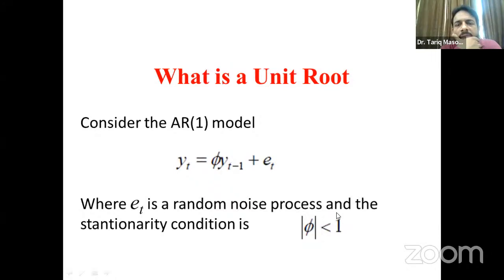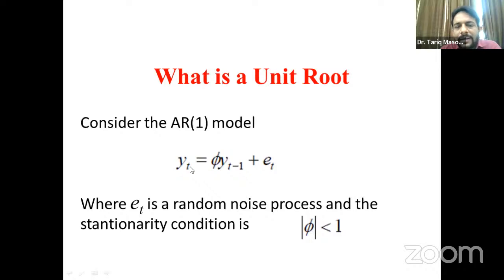Now, the problem of non-stationarity is also known as the problem of unit root. When a series is non-stationary, we say that there is a presence of unit root. What is unit root? Suppose any particular series follows this pattern: the current value of the series depends upon the past value with phi as a coefficient, plus epsilon t, where epsilon t is a pure random process, a noise component.